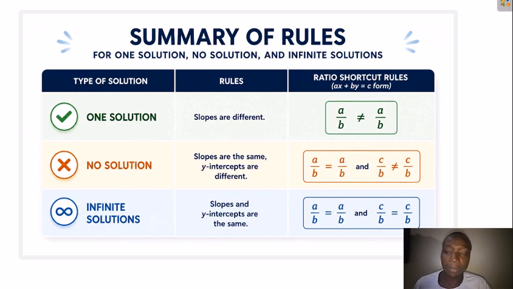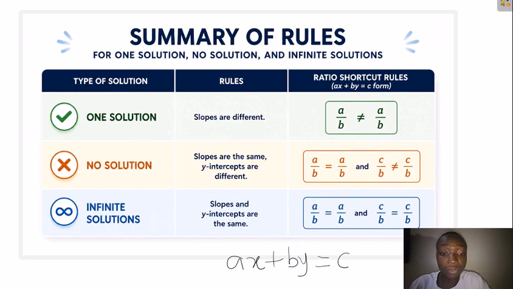Now, this captures the three cases you have for simultaneous equations: when there's only one solution, which is the default condition, when there is no solution at all, and when there are infinitely many solutions. So how do you know if there is only one solution? You need to write your equation in the form ax plus by equals c. Your system of equations needs to be in this form for you to be able to check the type of solution it belongs to.